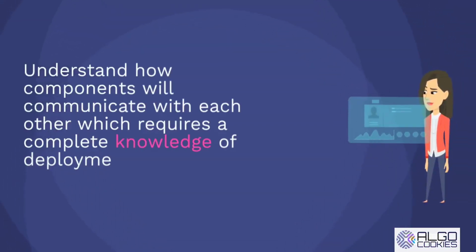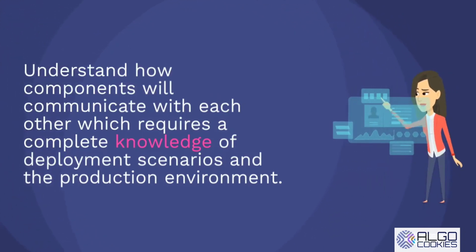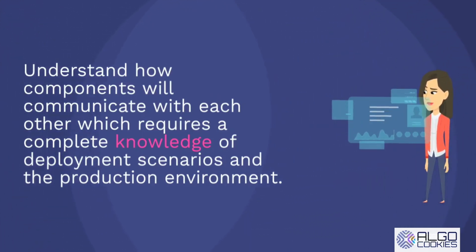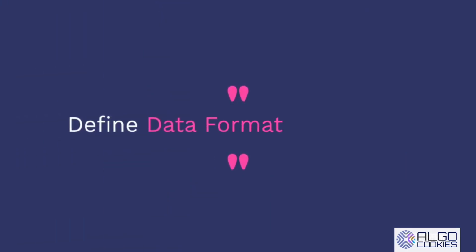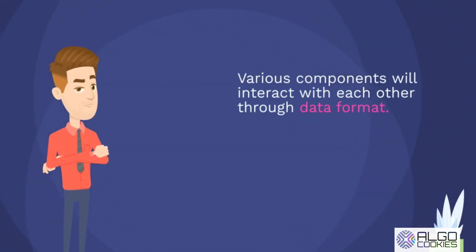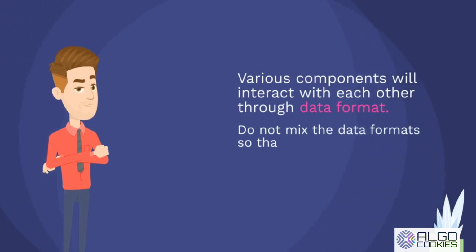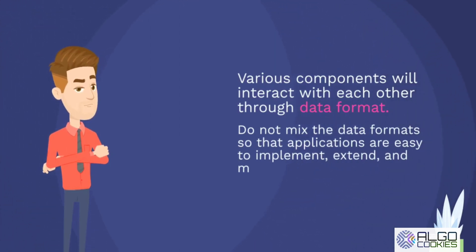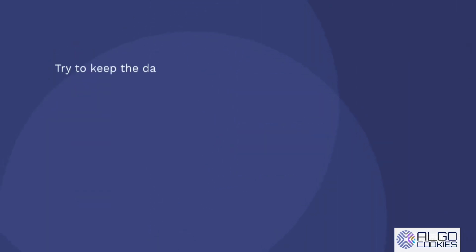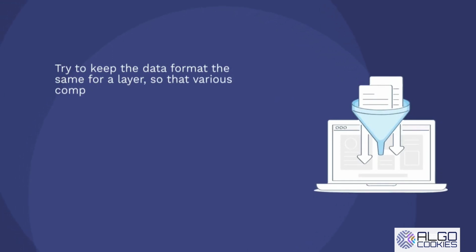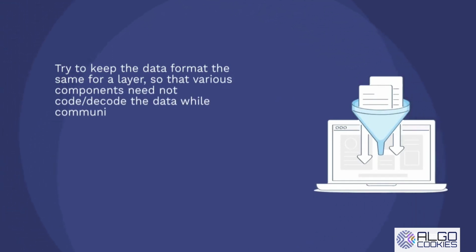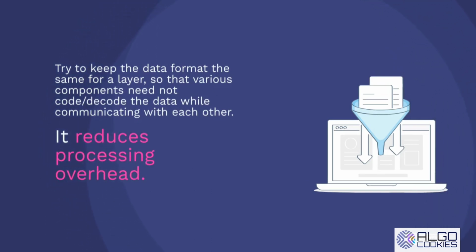Understand how components will communicate with each other, which requires a complete knowledge of deployment scenarios and the production environment. Define data format for a layer. Various components will interact with each other through data format. Do not mix the data formats so that applications are easy to implement, extend, and maintain. Try to keep the data format the same for a layer, so that various components need not encode/decode the data while communicating with each other. It reduces processing overhead.